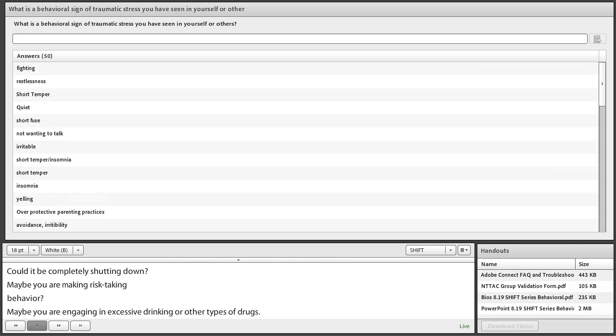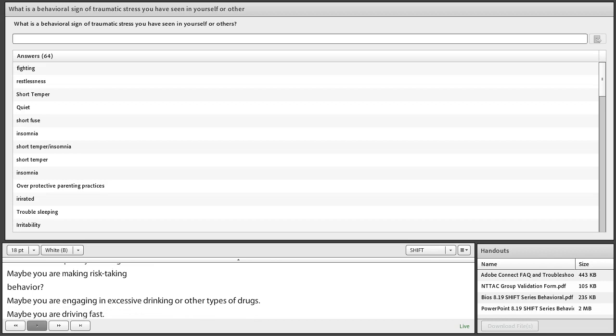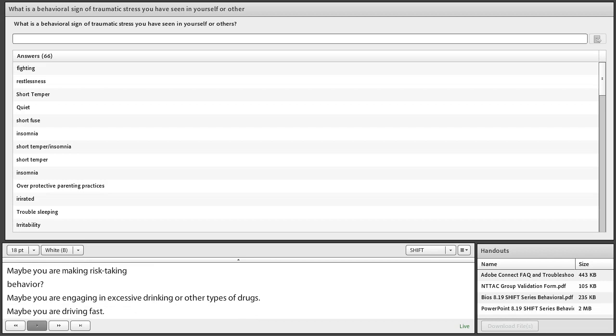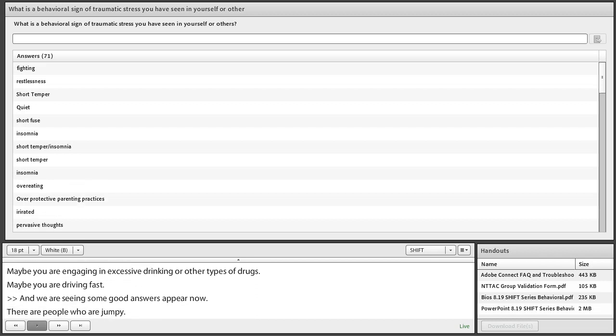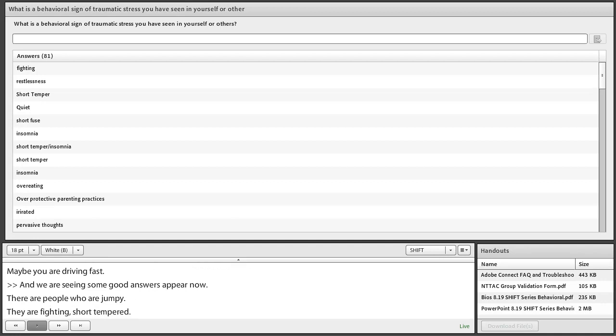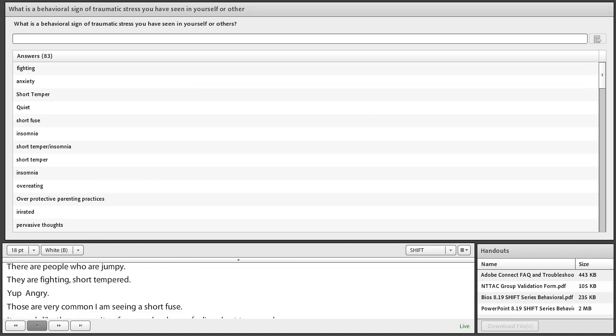And we're seeing some good answers up here now. So there's people that are jumpy, they're fighting, short-tempered. Awesome. Yep, short-tempered, angry. Those are very, very common. I'm seeing a short fuse. So it sounds like there's quite a few people that are feeling short-tempered, and that's very common.